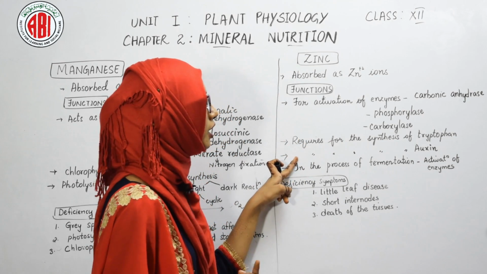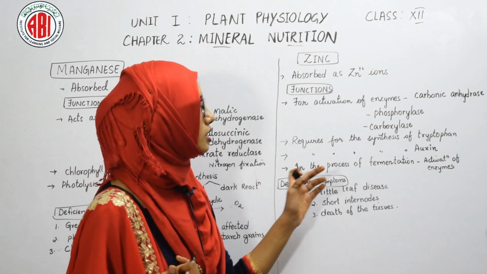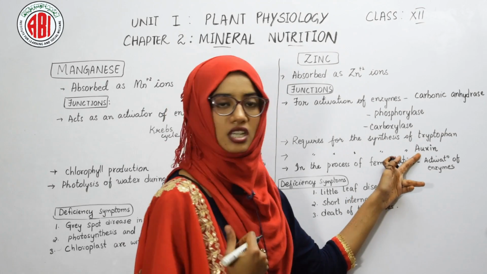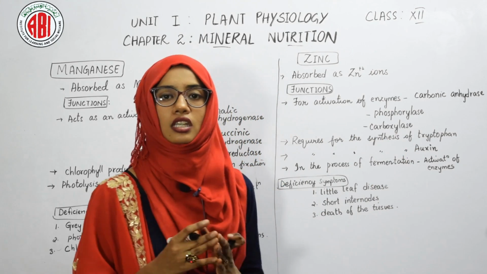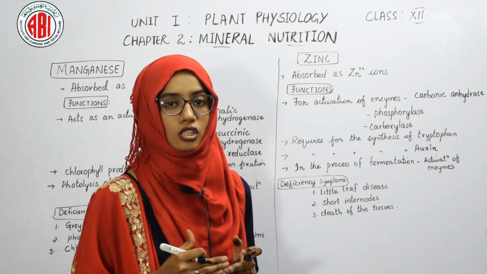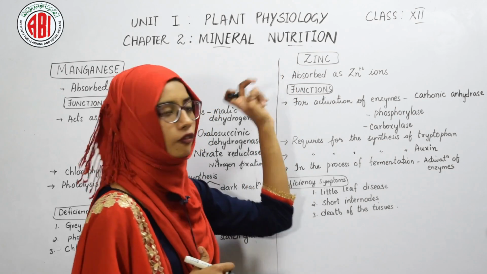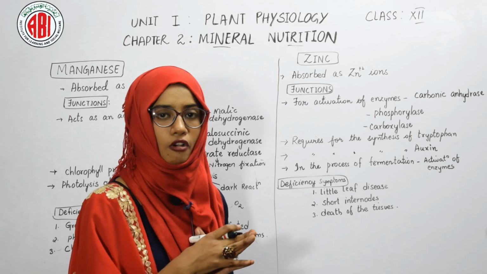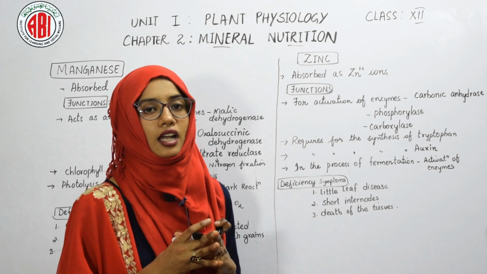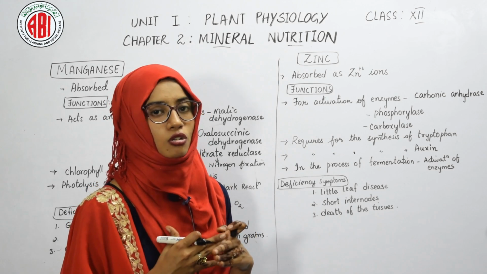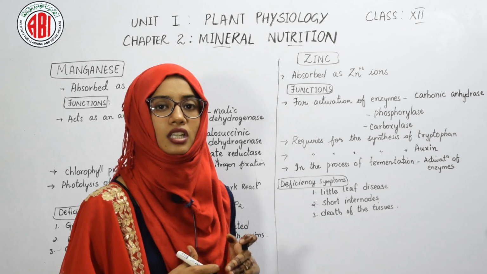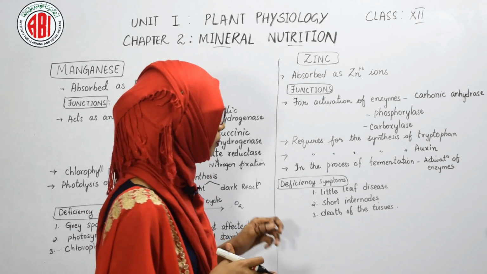Zinc is an element which is essential for the synthesis of a substance named auxin. Auxin is a growth promoting substance. So when this auxin is synthesized by the presence of zinc ions, then it helps in the elongation of the plant body, or it helps in increasing the height of the plants.